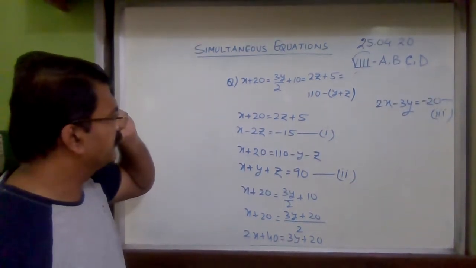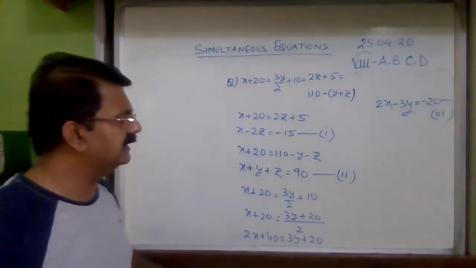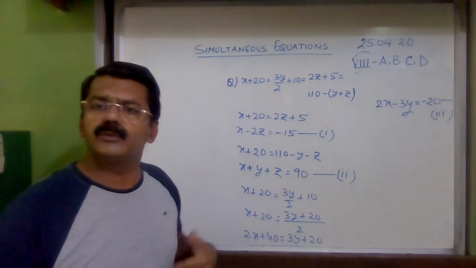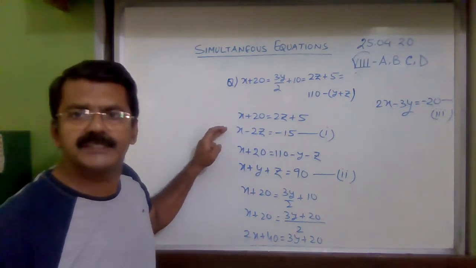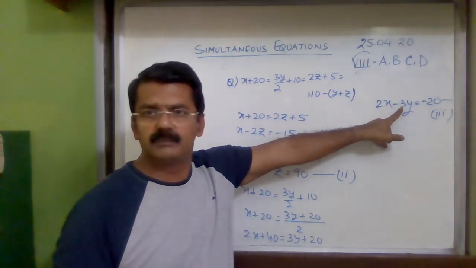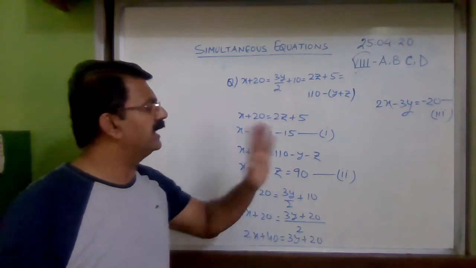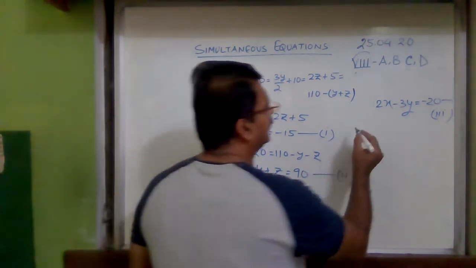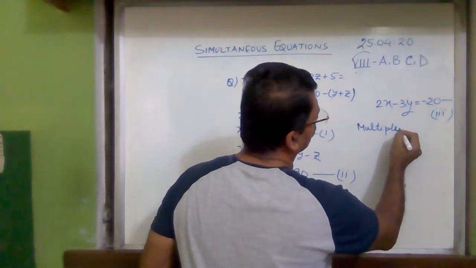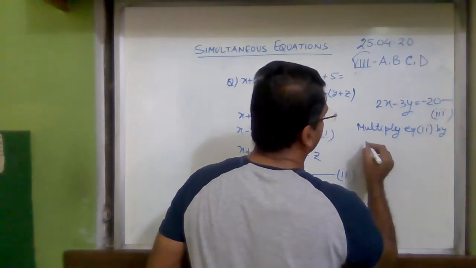Now you see, in the first equation we have only x and z. So from second and third we will try to eliminate y because we don't have y in the first equation. In the third equation the coefficient of y is minus 3, and in the second equation it is 1 only. So you multiply equation 2 by 3.